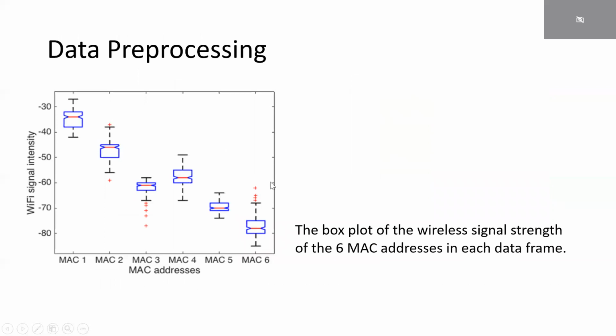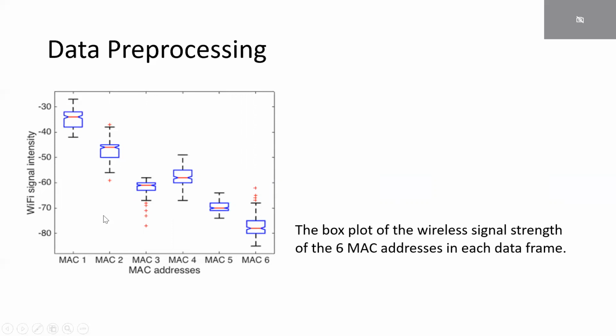For the pre-processing part, we filter the MAC addresses, which correspond to the access points, APs. In this case, we filter the MAC addresses which appear at all the sampling positions, which means that these 6 MAC addresses represent the APs which appear at all the sampling points, as you can see here, and the y-axis is the signal intensity, which is represented in negative dB.